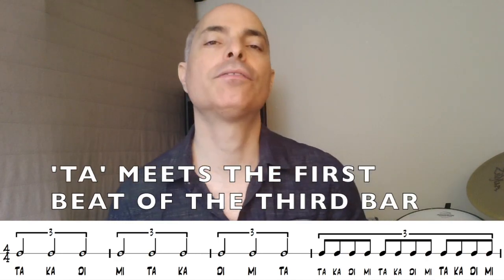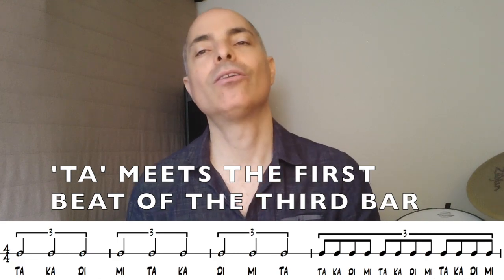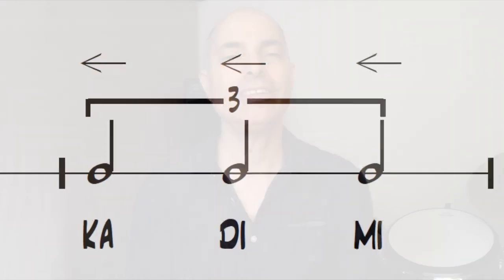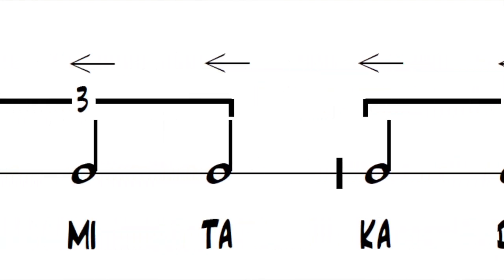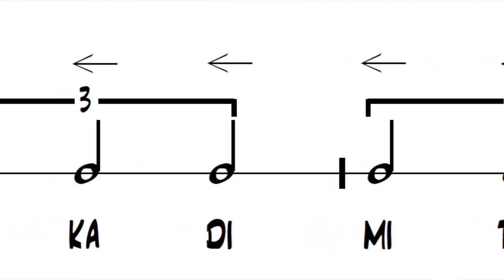And of course, notice that the syllable ta, which is the first syllable of the fast takadimi, will land on the beat. So with this exercise, we are going back a syllable at a time, introducing the 8th-note triplet.